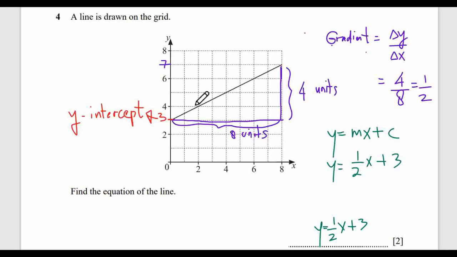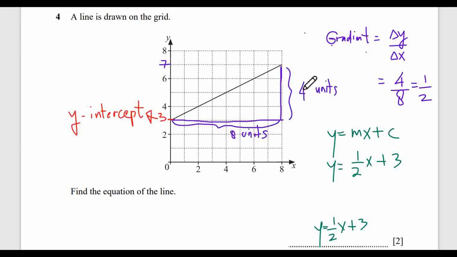So we make a triangle from this line. So we draw a triangle. Any triangle will do as long as you choose the correct points here. This triangle is also okay, and even this triangle is also fine. Any correct triangle you choose will give you the same gradient value. So we choose this one. The vertical side is 4 and the horizontal side is 8.